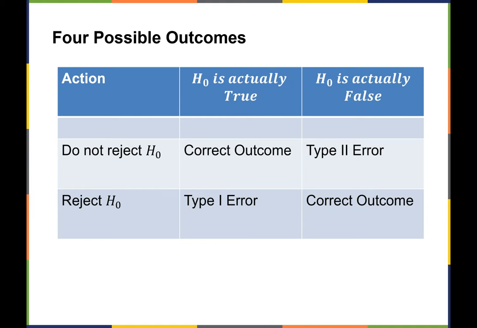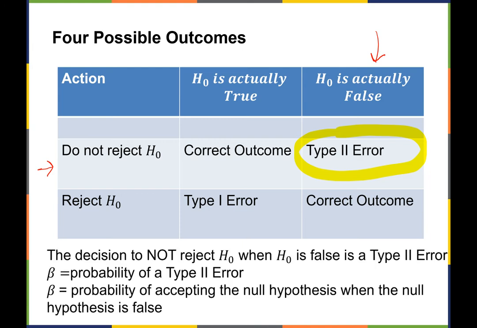The third outcome happens when the null hypothesis is actually false. And the first option is when we do not reject the null hypothesis when it is in fact false. This is called a type 2 error. So this is the decision to not reject the null hypothesis when the null hypothesis is actually false. We call this a type 2 error, and beta represents its probability. So beta is the probability of accepting a null hypothesis when the null hypothesis is in actuality false.